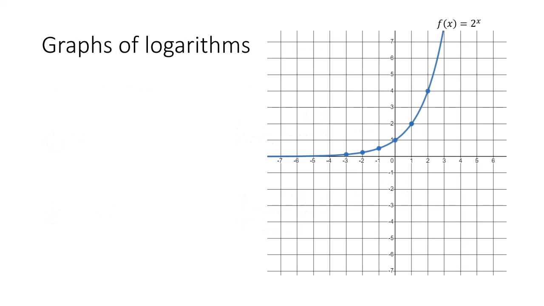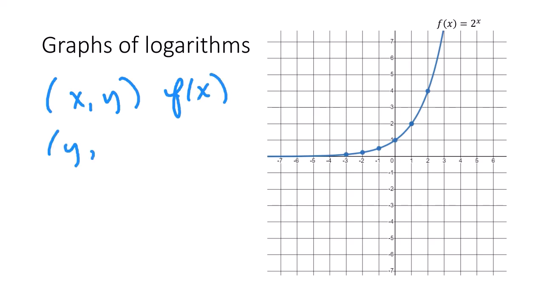To talk about graphs of logs, I thought we would start with a graph of an exponent. And I want you to know they're inverses, so they're exact opposites. So inverses say, if (x, y) is on f of x, then (y, x) is on f inverse. And that's exactly what a log is meant to do. It's meant to flip whatever exponent you have. So I'm going to flip all of these. So let me write a few down for you.